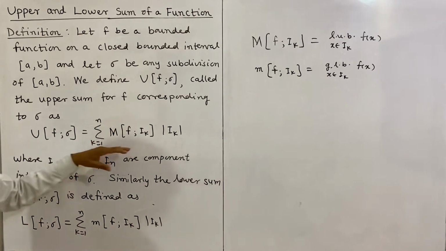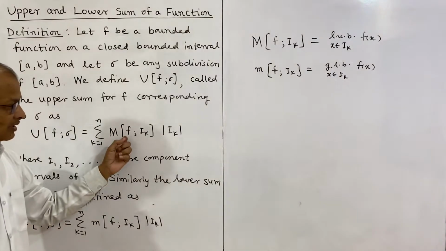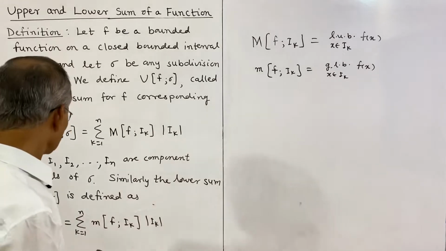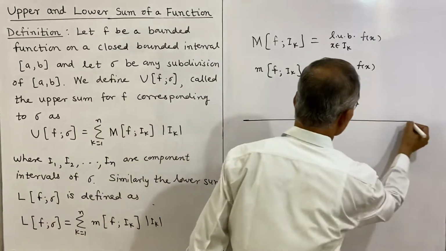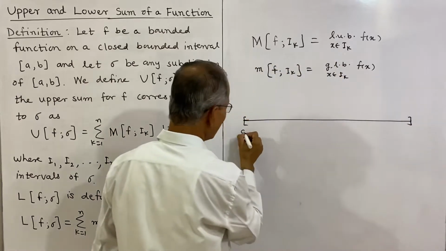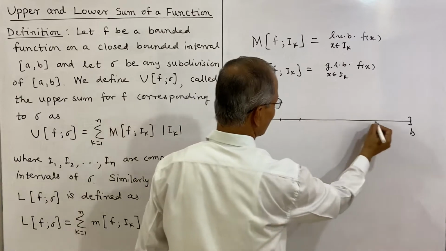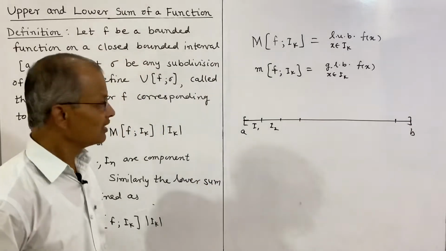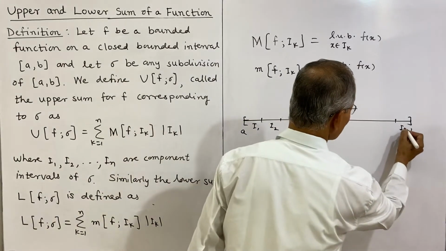And for upper sum we have to take the summation of the product of the maximum value of the function into the length of the interval. This denotes the length of the interval. So that means if I1, I2, ..., In are component intervals, here this is the closed bounded interval [a, b], and that is divided into components. The components we have denoted by I1, I2, etc. and In. So these are the components, parts or subdivision of the closed interval [a, b], like this, and the last is In.